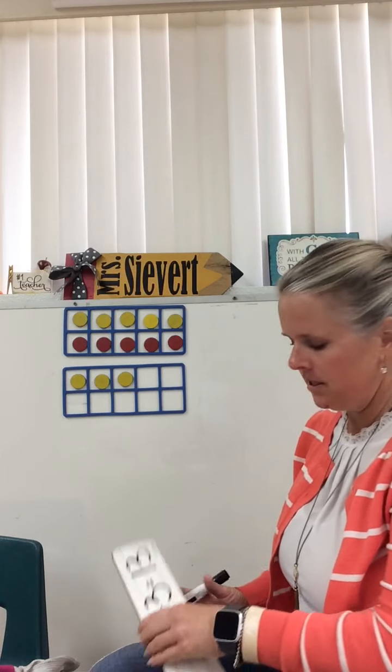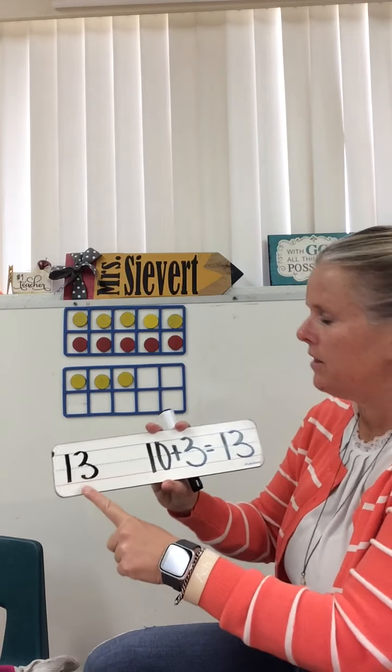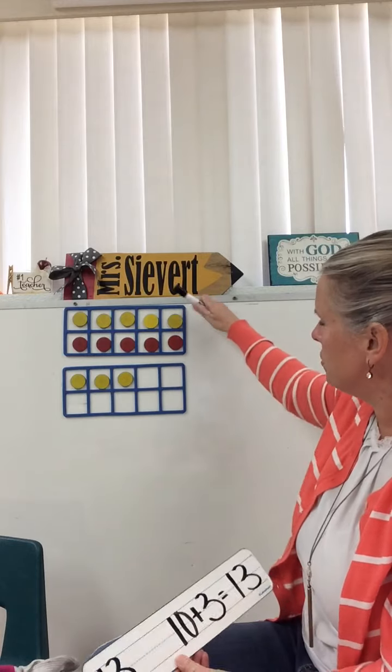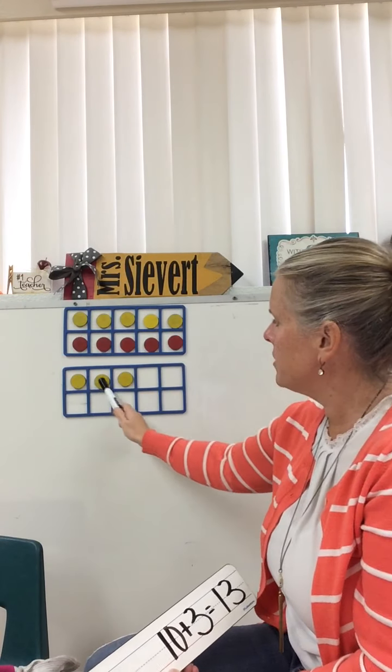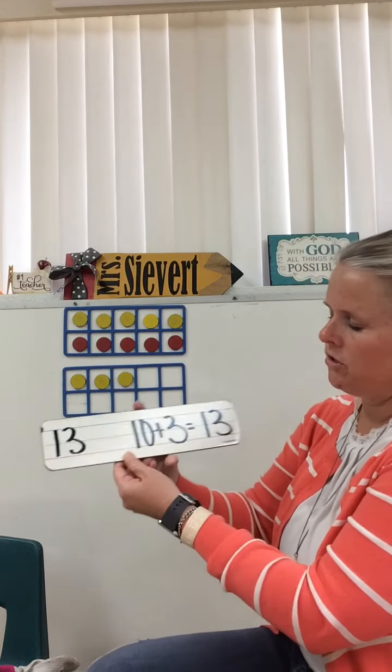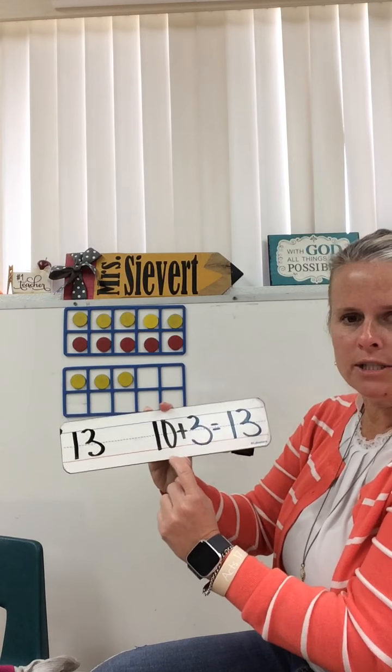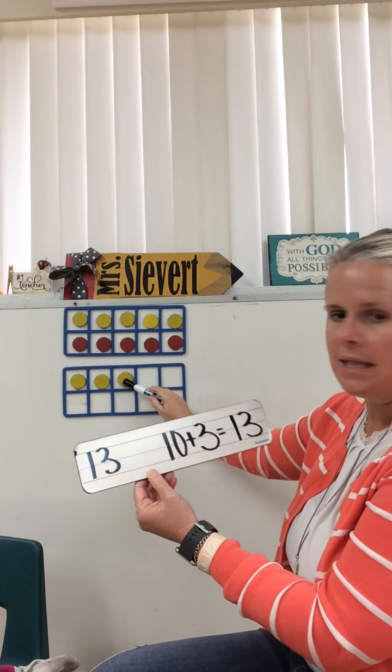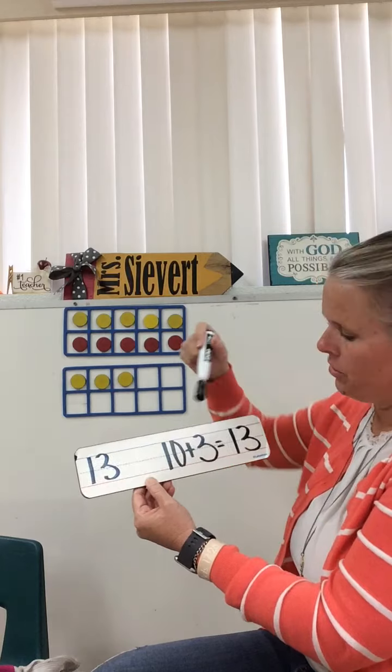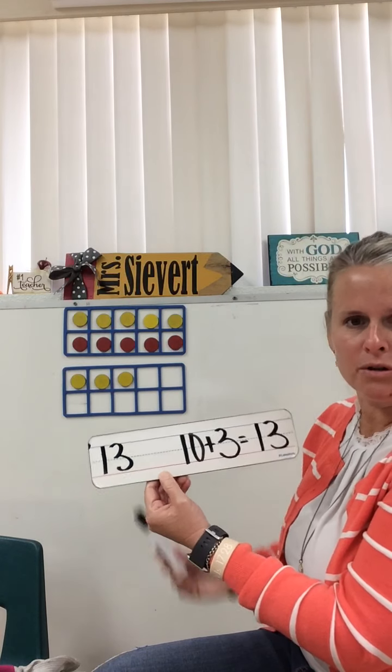Okay, so Hannah, let's see. Okay, this is what Hannah has. She said there was 13, so she said she knew this was 10, 11, 12, 13. So there's my 13. She said her group of 10 plus her 3 equaled her 13. So 10 plus the 3 equals the 13.